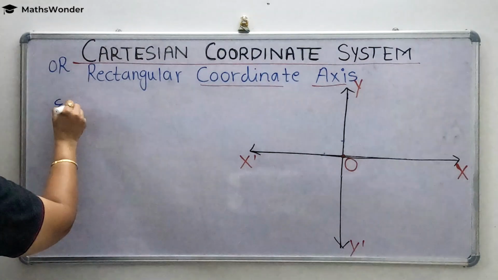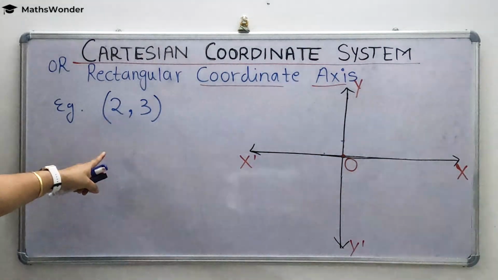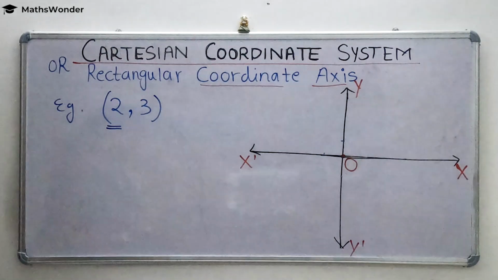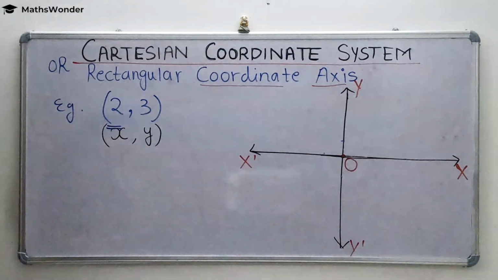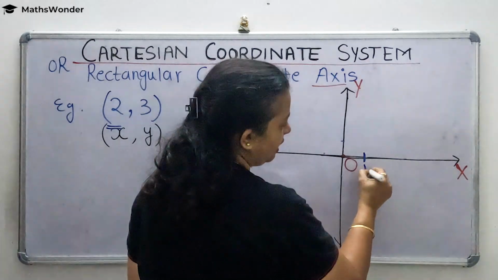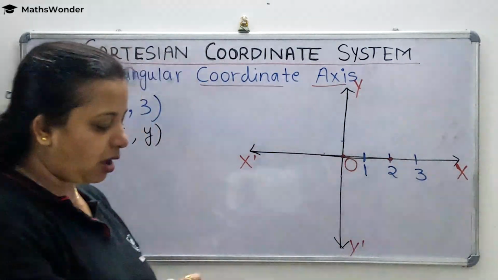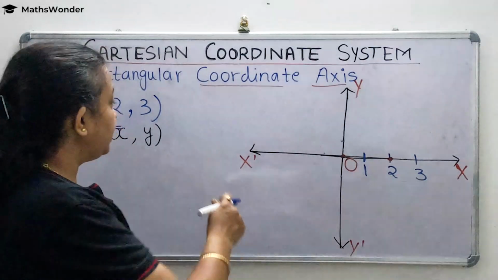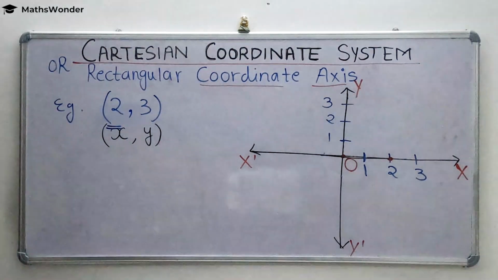Suppose, for example, 2, 3. The point (2, 3) has an x ordinate of 2 and a y ordinate of 3, and is located at the intersection of the vertical line that crosses the x-axis at 2 and the horizontal line that crosses the y-axis at 3. This is 1, this is 2, this is 3.